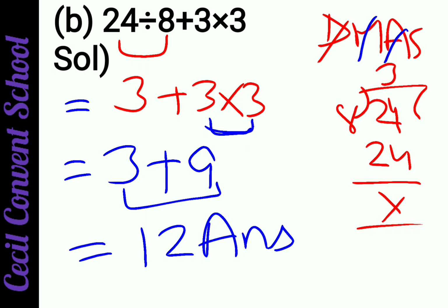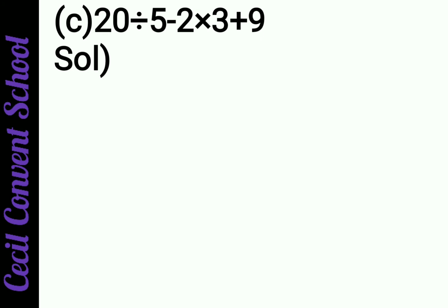Clear, students? Now we will do C part. In C part, we will firstly do divide, means 20 and 5. Firstly we do divide here.